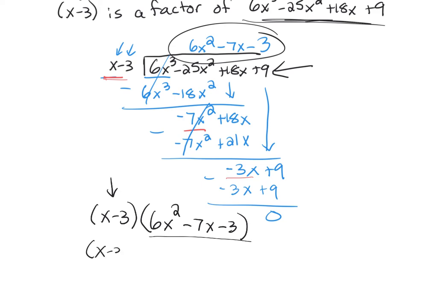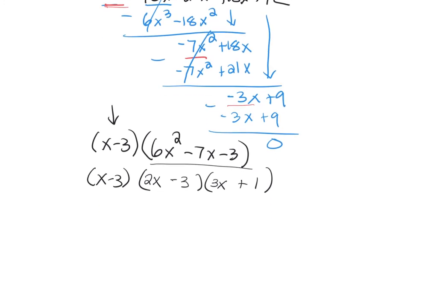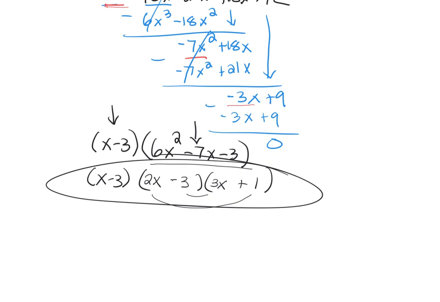So this is x minus 3, and then if I factor here, I'm going to break the 6x into 2x and 3x. Break up the negative 3 into 3 and 1. I'm going to put minus 3 here, plus 1 there. Double check. This gives me 2, and this gives me negative 9, which would give me that negative 7. So this right here is fully factored of the original polynomial, and all we had to know is that this is a factor.